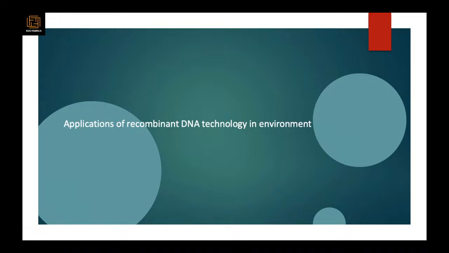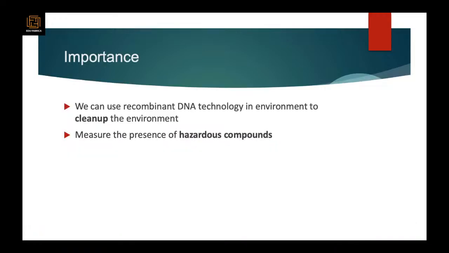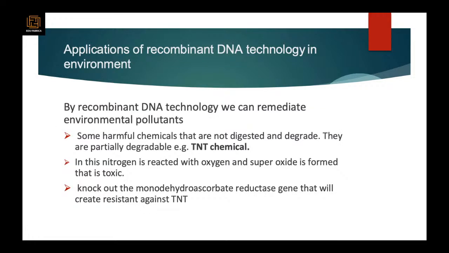Now, how it could help the environment to clean up the environment. We can use recombinant DNA technology to clean up the environment by measuring the presence of hazardous compounds. Application of recombinant DNA technology in the environment: by recombinant DNA technology, we can remediate environmental pollutants. Some harmful chemicals that are not digested are only partially degradable. Example, TNT chemicals.